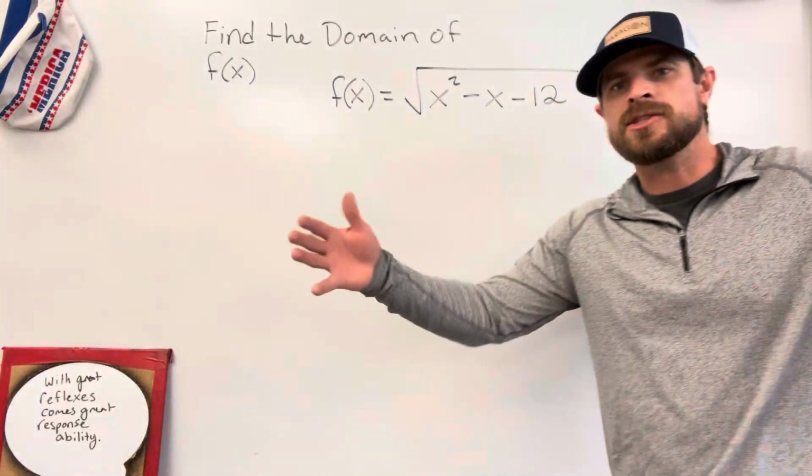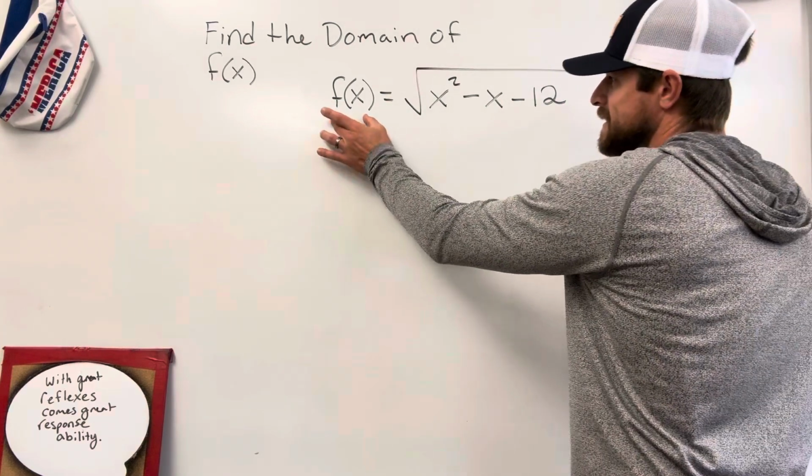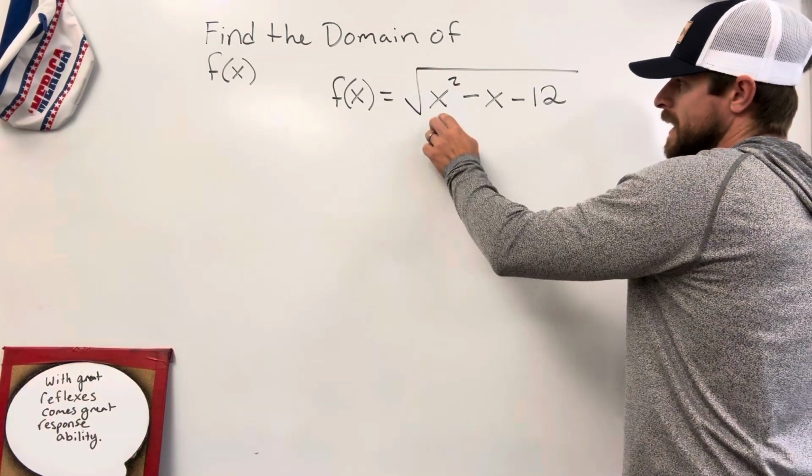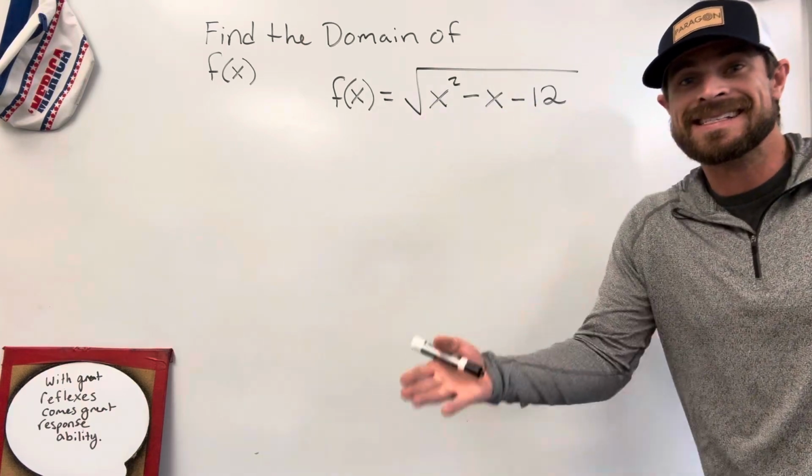All right, in this video, I'm going to teach you how to find the domain of a given function such as this one up here. F of x is equal to x square root of x squared minus x minus 12. So we've got this quadratic expression inside the radical.